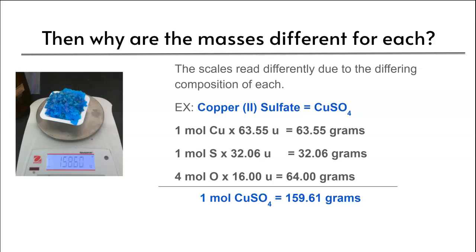So, if I say that I've got 1 mole of copper, and each mole of copper weighs 63.55 atomic mass units, and I have 1 mole of sulfur reflected in the compound, and each sulfur atom weighs 32.06 atomic mass units, and I have 4 moles of oxygen, each oxygen weighing 16 atomic mass units, I find that by totaling them all, that 1 mole weighs 159.61 grams.